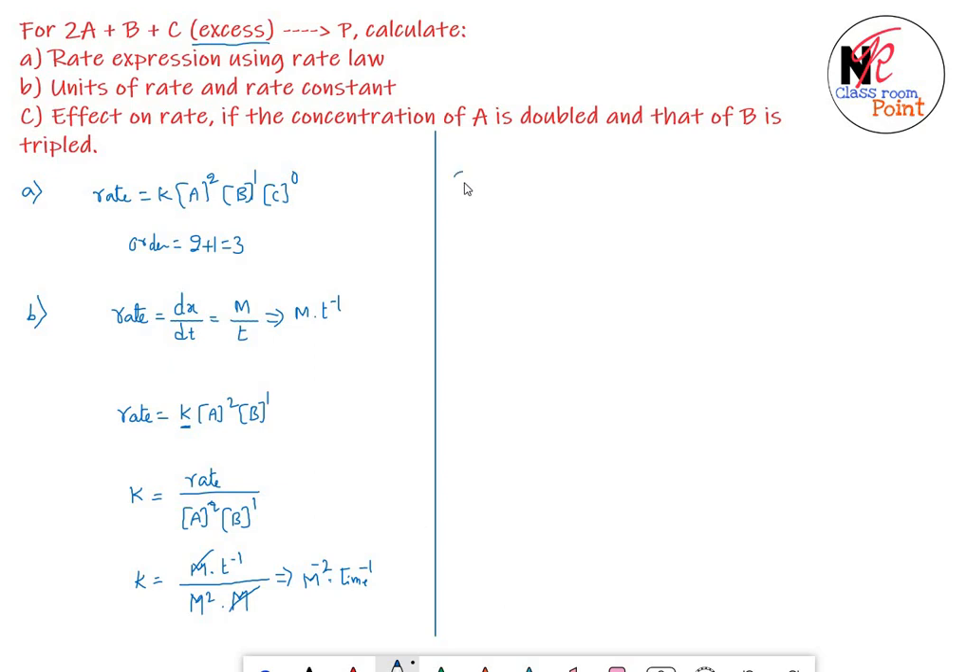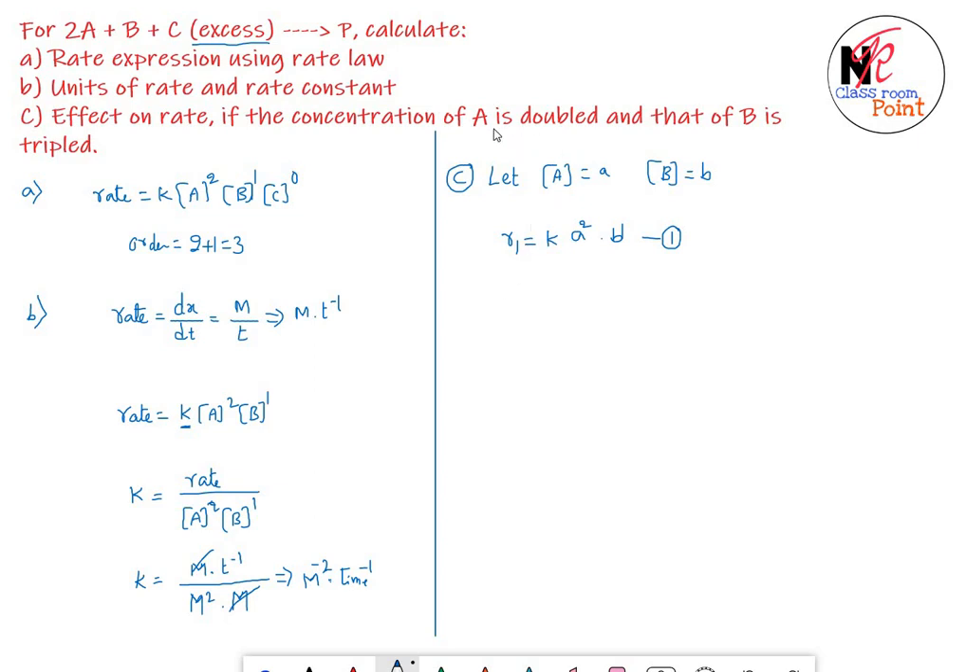Now let's try to solve the third question, that is option C. Effect on rate if the concentration of A is doubled and that of B is tripled. As we don't know the initial concentrations, let the initial concentration of A be small a and the initial concentration of B be small b. Now let's write down the equation form. R1 is equal to K into A power 2 into B power 1 and C power 0, that I am not considering anyhow. Let this be equation 1.